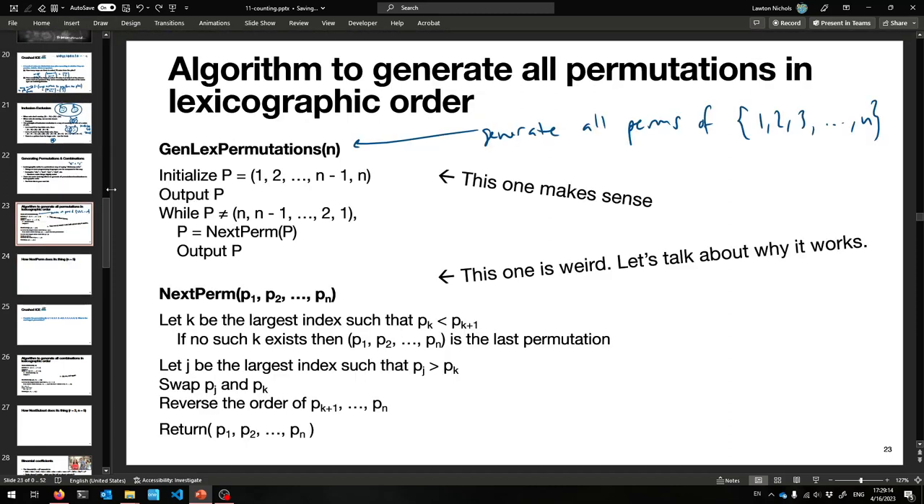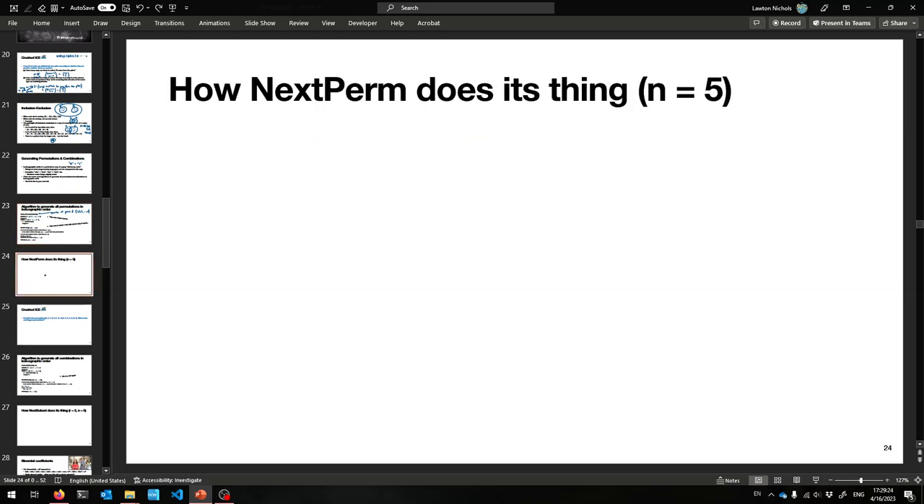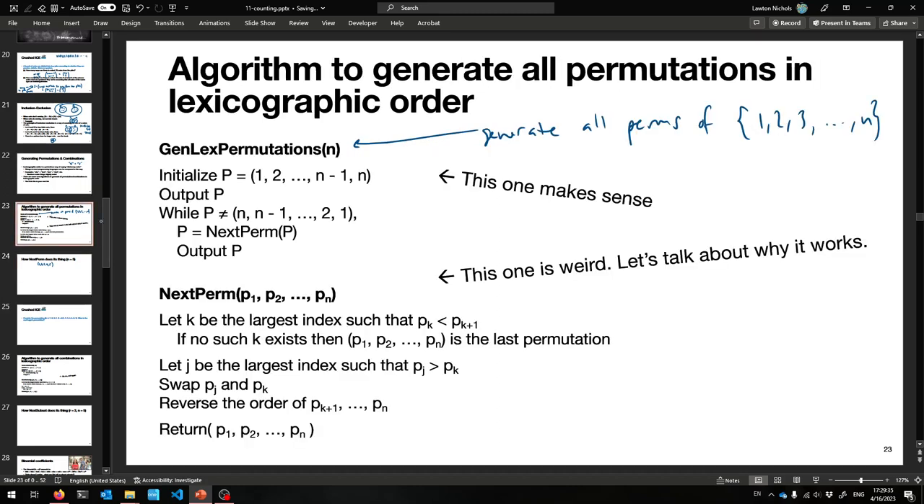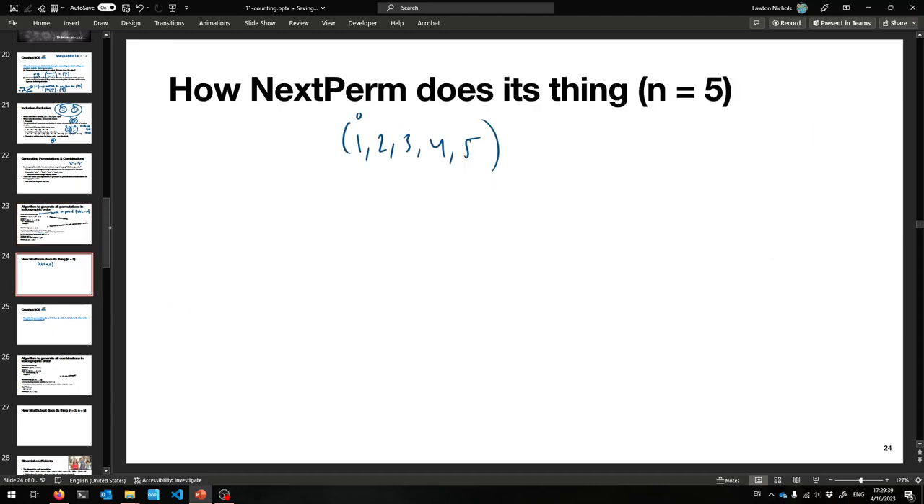So let's say we started off. We have next perm and we give it the starting permutation, 1 through 5, assuming we're trying to compute the permutations of the set containing all the numbers from 1 to 5. So it's going to start off with 1, 2, 3, 4, 5. And these all have indices. Let's do it how it's going to be inside of a computer: 0, 1, 2, 3, and 4. Those are the indices in our permutation.